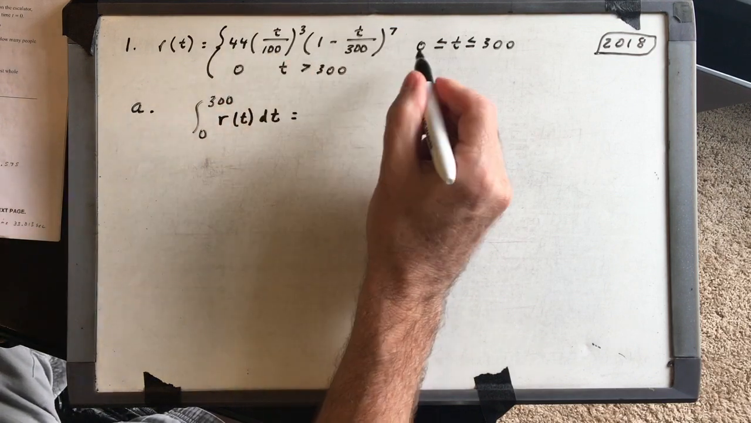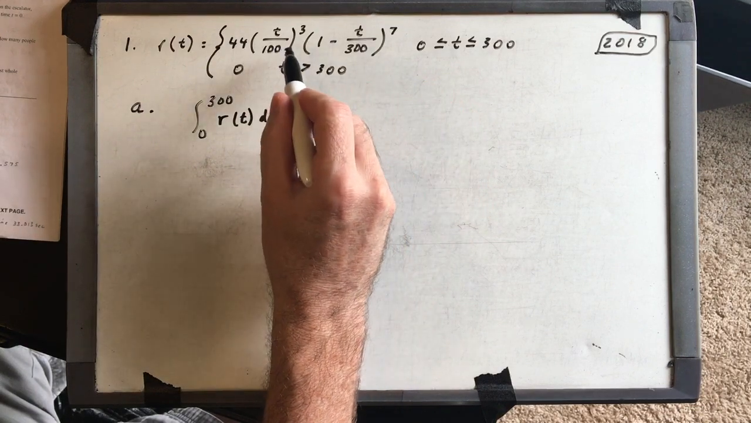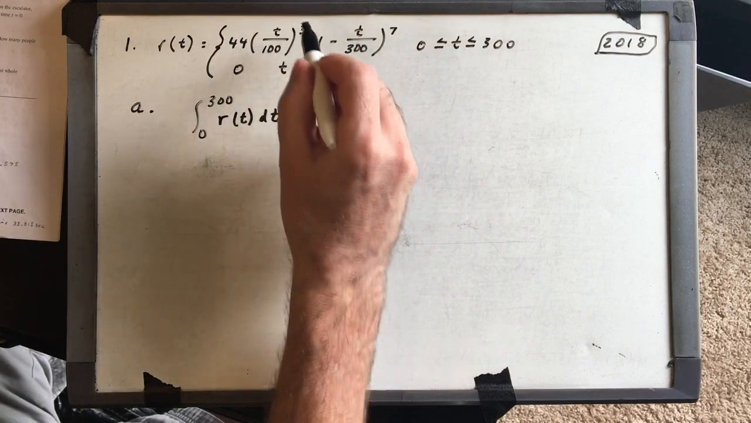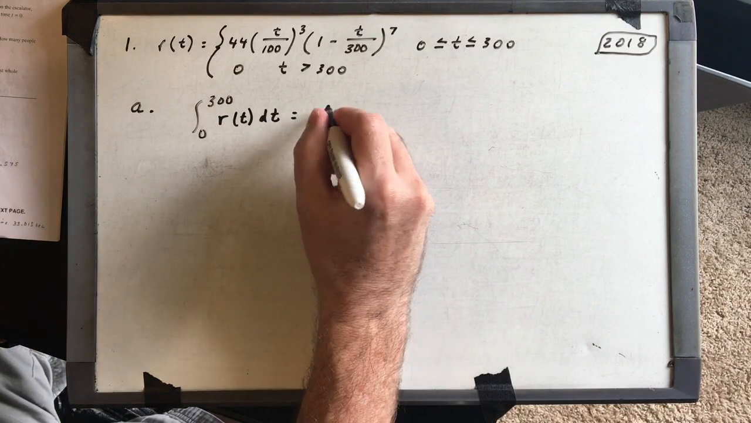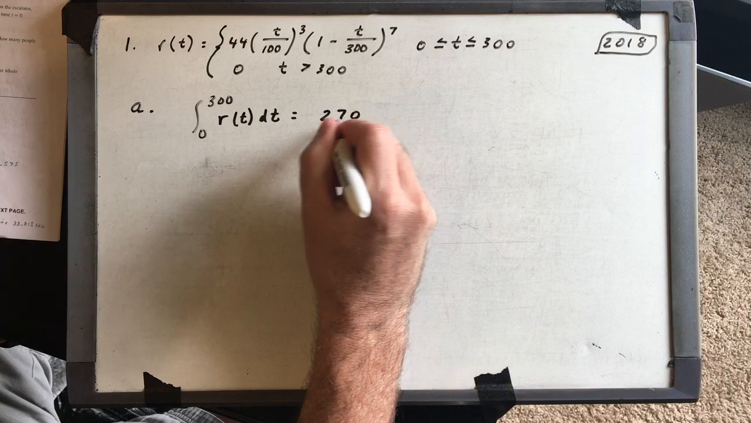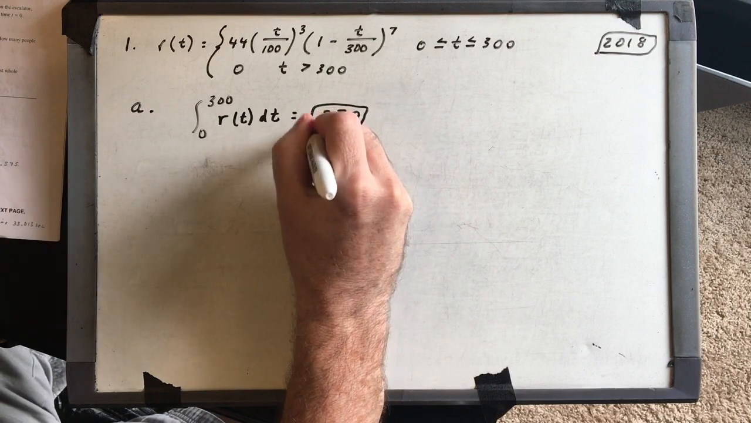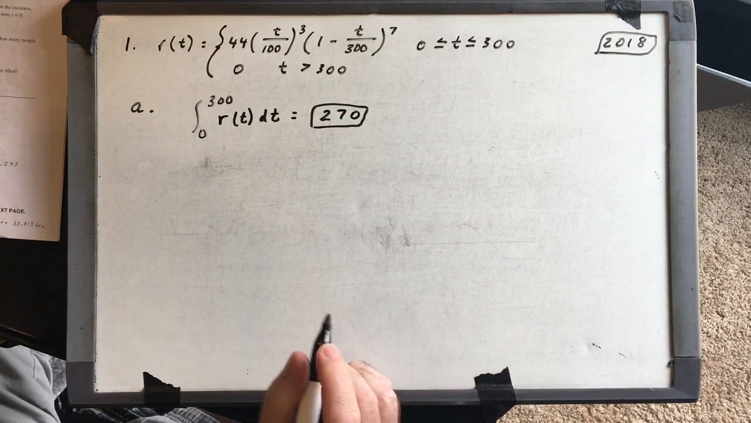So go ahead and put that in your calculator. Make sure in the window that you get it typed in just like that, to the 3rd power, to the 7th power. And you will get an answer of 270. So part A, not really too difficult.